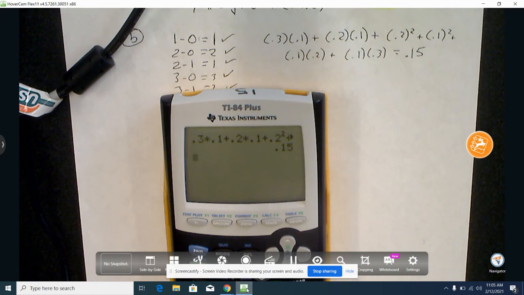Now, do they ask me to interpret, or what did they ask me to do? If so, find this probability. If not, explain why not. So here's my explanation. There is a 0.15 probability that a randomly chosen student will have more word errors than non-word errors. So that's it. That's all I need to do.